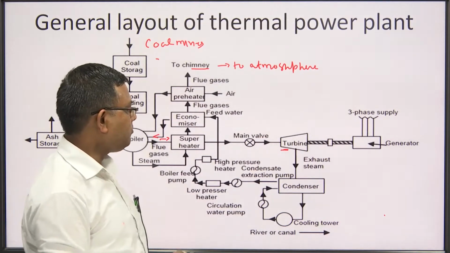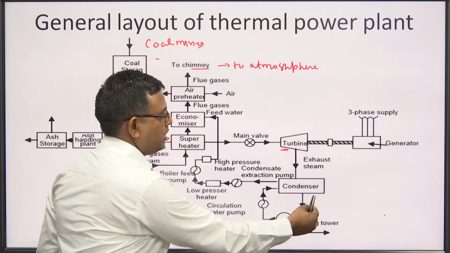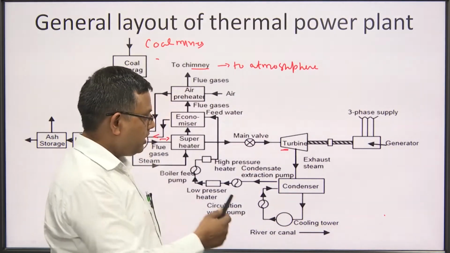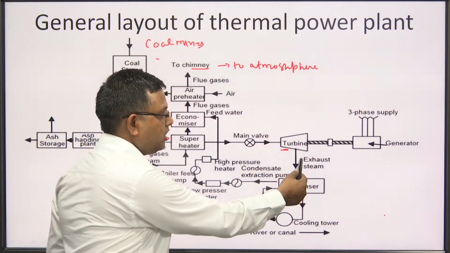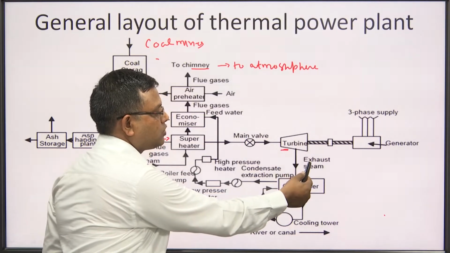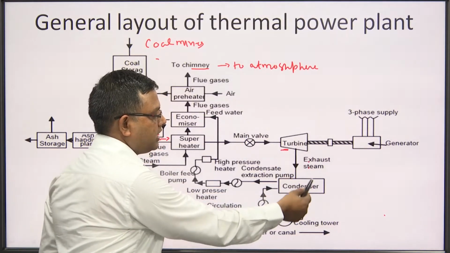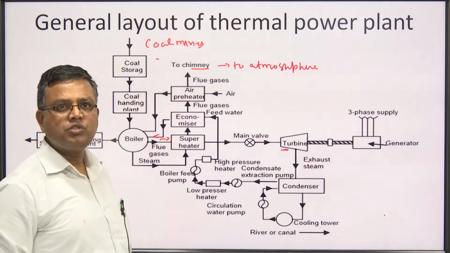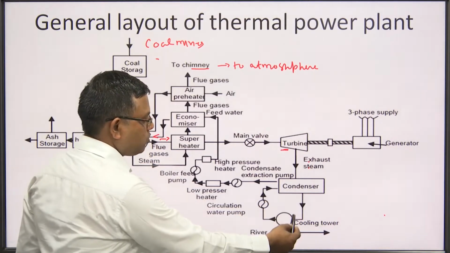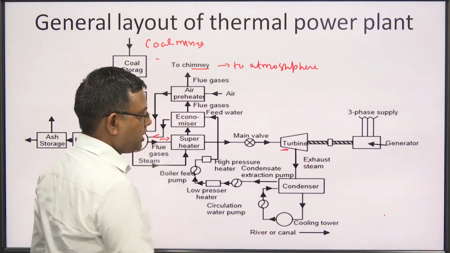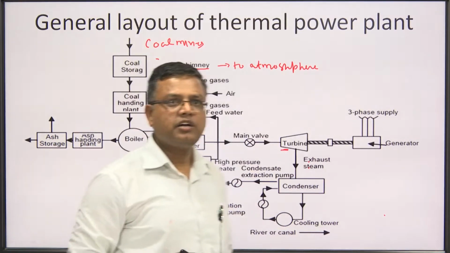Now, what happens to the condensate? When we cool the exhaust steam, that is, remove its heat in the condenser, water is used. That water is recirculated through the cooling tower or canal. We will discuss all these things in detail.